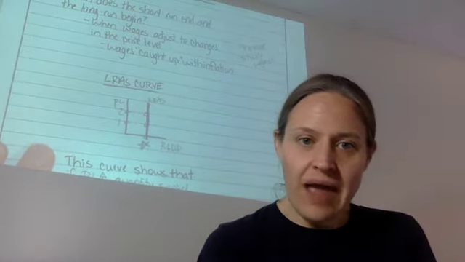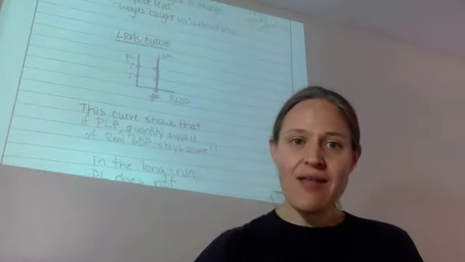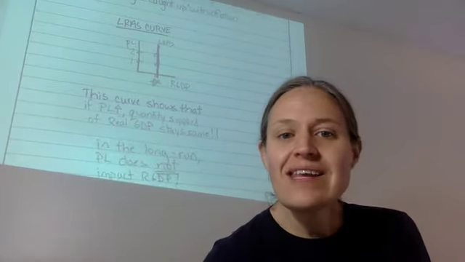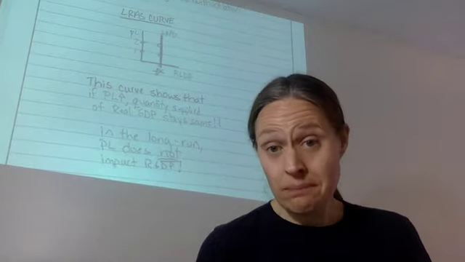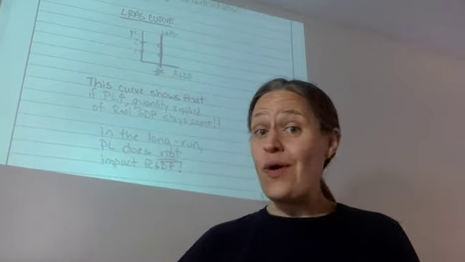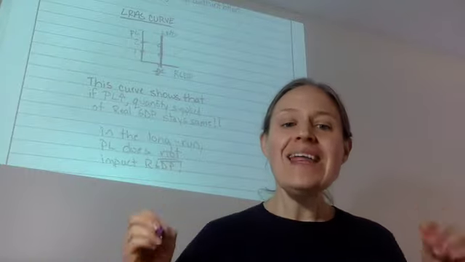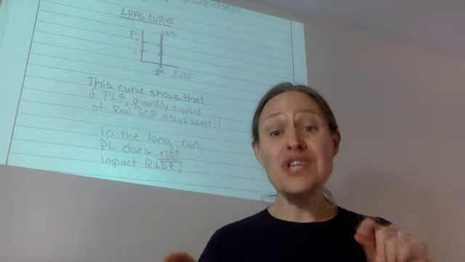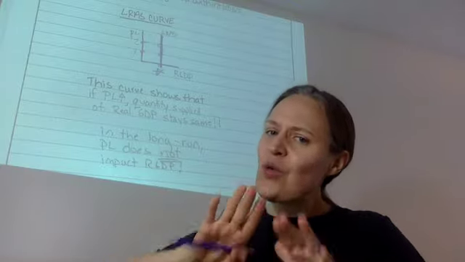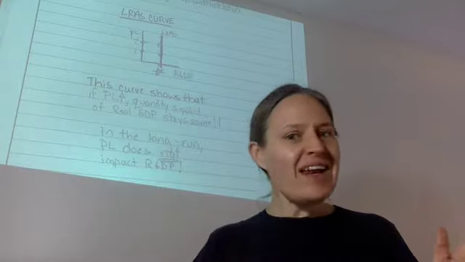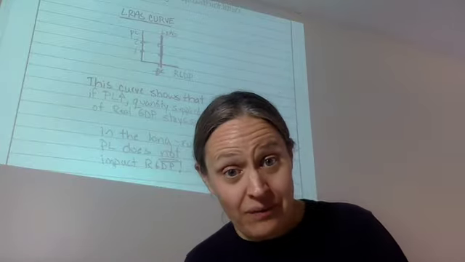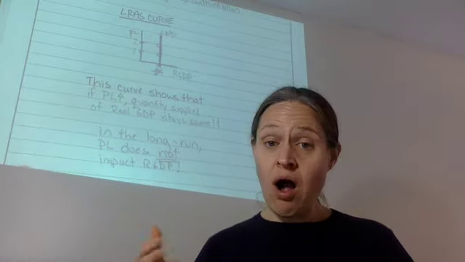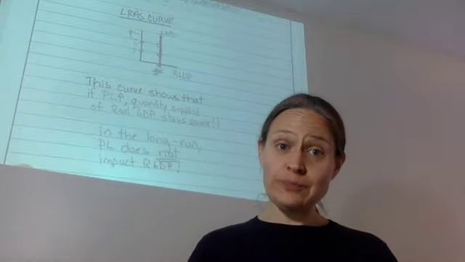It's a vertical line. And what that vertical line tells us is that if price level were to go up, the quantity supplied of real GDP stays the same. If the price level was to go down, quantity supplied of real GDP stays the same. In the long run, price level does not impact real GDP. It impacts it for a little while, for a little bit. But then in the long run, it's not about the price level. That's not what will impact that long-run aggregate supply curve.